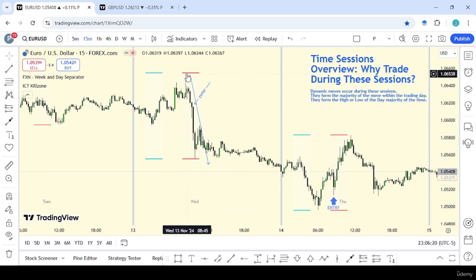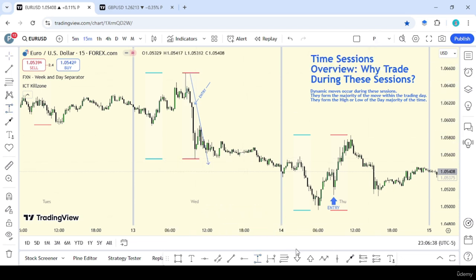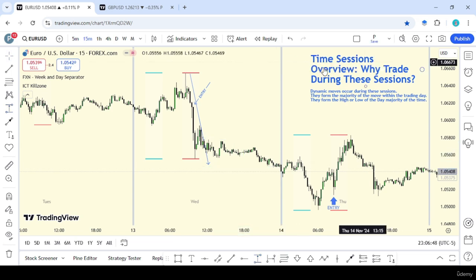If you measure the pips covered during New York alone, you can see this is about 100 pips, about 99 to 100 pips. That is the number of pips that were covered during the New York session. The rest of the day, post New York, we had just a few pips, 33 pips. So the reason I'm saying it is the dynamic move is because the bulk of the volume will occur during these sessions.